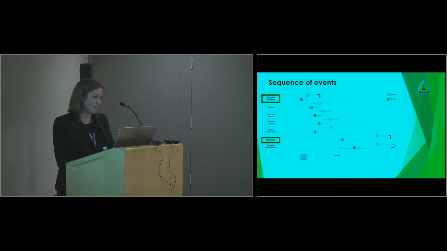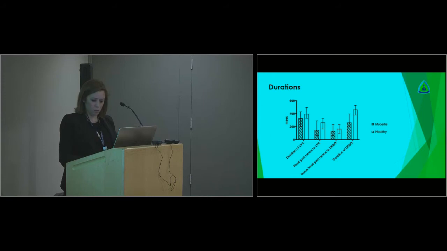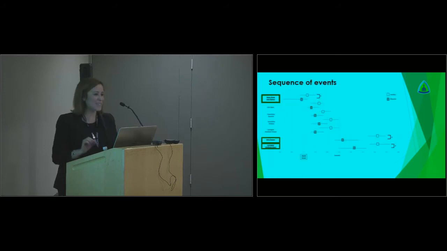Also, we found that the UES closure happened much earlier on the myositis patient than on the healthy adults. And then we saw also that the laryngeal vestibule opens a little bit sooner, or actually a lot sooner, significantly sooner on the myositis patient compared to the healthy adults. So this is the sequence of events that happens.